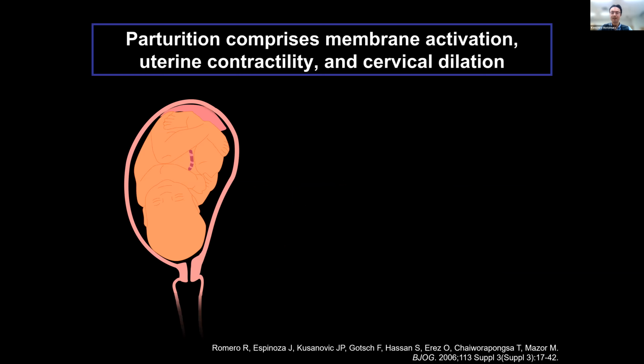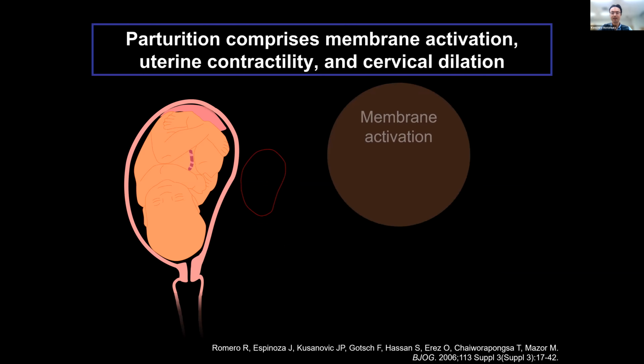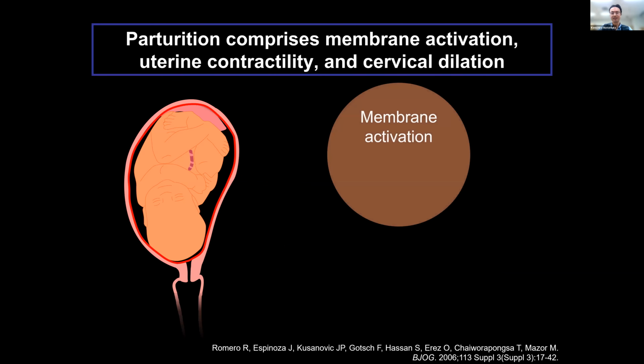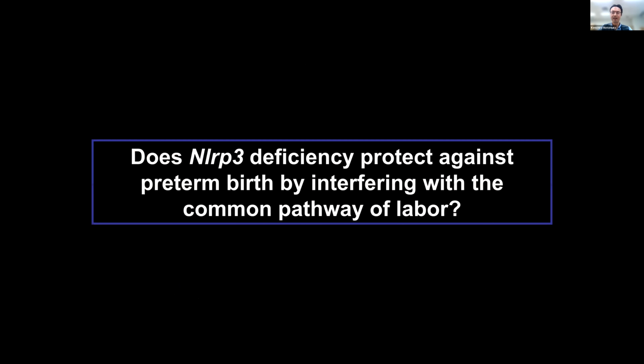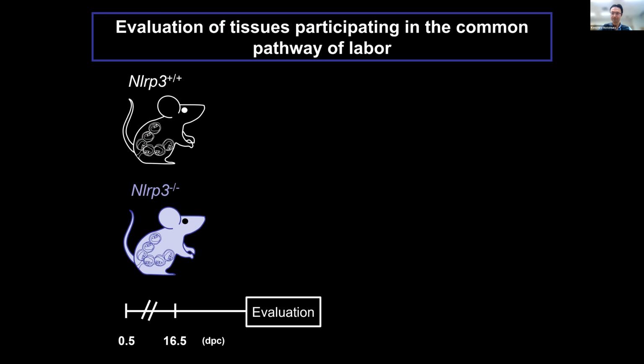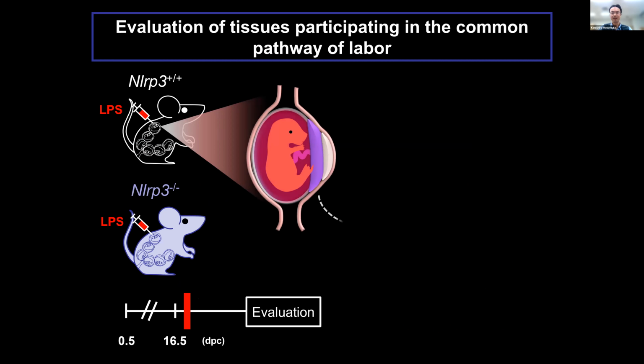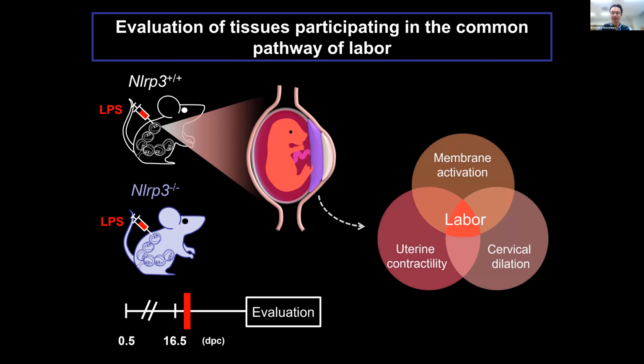And indeed, labor requires the coordinated activation of multiple organs, including fetal membrane activation, as well as uterine contractility and cervical dilation. They are called the common pathway of labor. Therefore, we next explored whether NLRP3 deficiency interferes with the common pathway of labor. We intra-amniotically injected LPS into NLRP3 knockout and wild-type mice and collected tissues participating in the common pathway of labor.